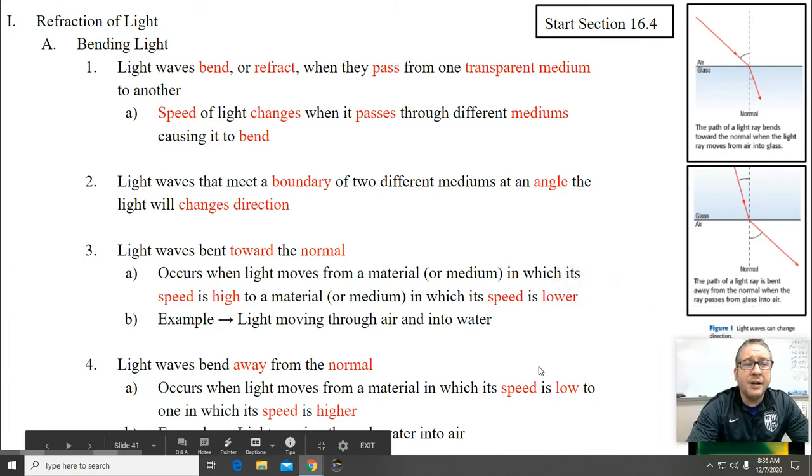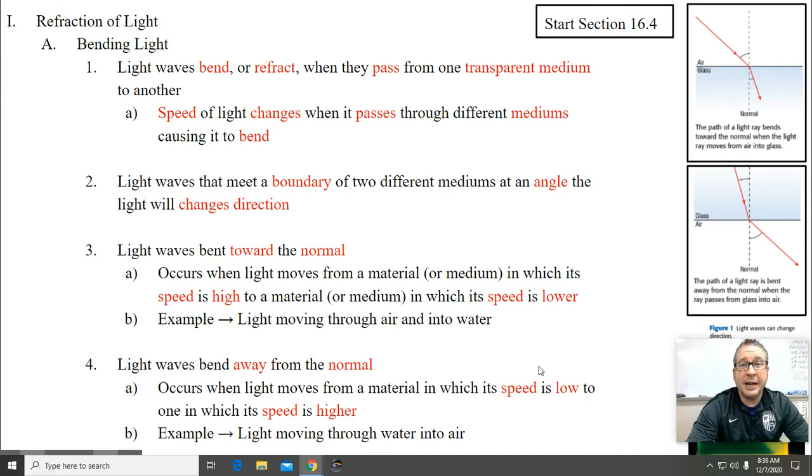Light waves that meet a boundary of two different mediums at an angle are going to change direction, like we just saw in that example, okay? We tend to see light bend towards the normal. Again, that normal was that line that's right here. It kind of splits the two angles in half. And this is because the light moves from a material or medium in which its speed is high to a material or medium in which its speed is lower. So light moving through air and into water, as we saw in that example on the bottom right of the screen.